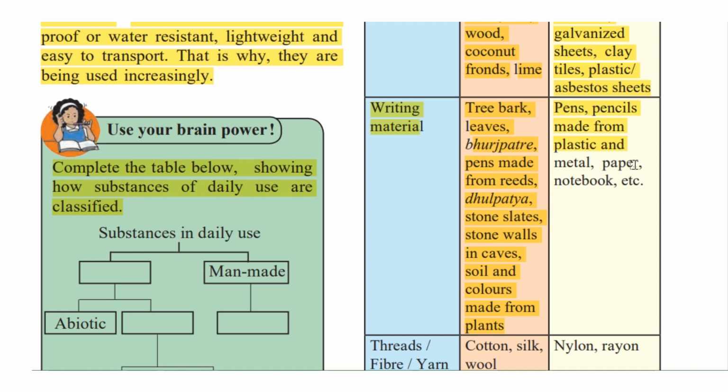Now, there are man made things that we use daily. Those are pens, pencils made from plastic and metal, paper, notebook, etc. Okay, so all these things are man made. We have to make them.